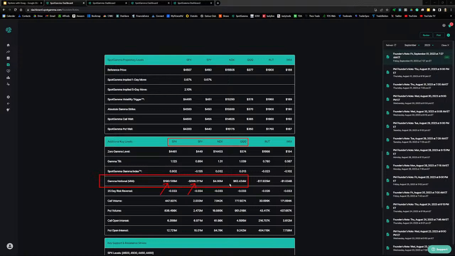And then for QQQ, gamma notional is 62, slightly lower than yesterday. Really more of a neutral position for QQQ.